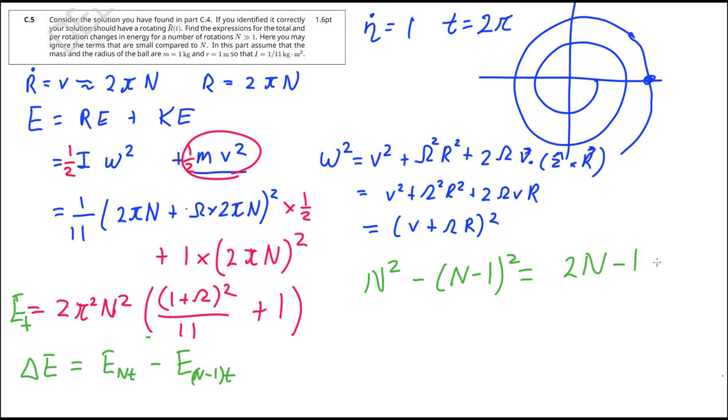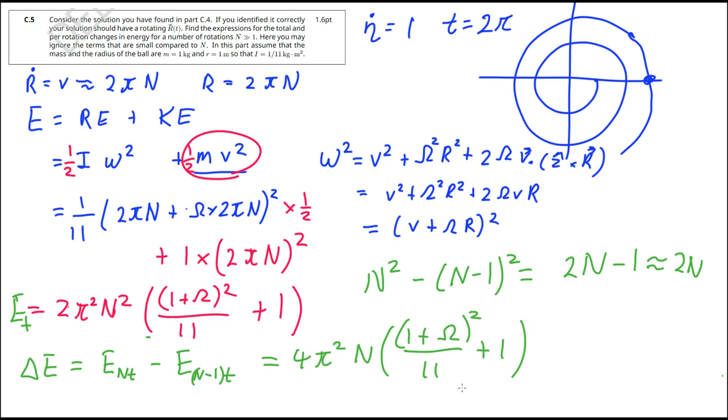Now when n is very large, we can ignore the 1, so this is just going to be equal to 2n. That means we just have to double this expression in here, and so we get 4 pi squared n, 1 plus omega over 11 plus 1, this is squared. And that's going to be the change in energy for one cycle. Now the version of the solutions that I've got doesn't have pi squared, it's just got 4, but I believe that that's an error. Alright, and that is a very long and difficult problem over.